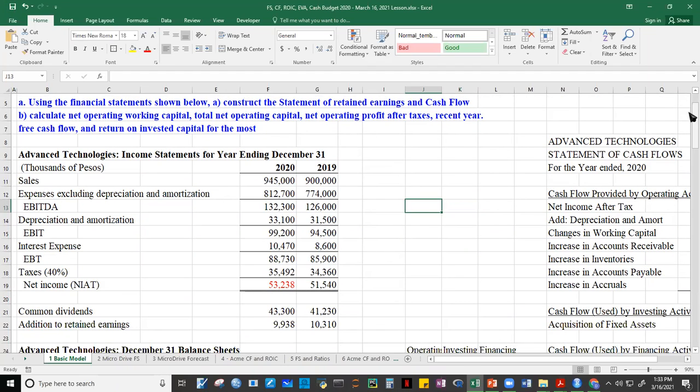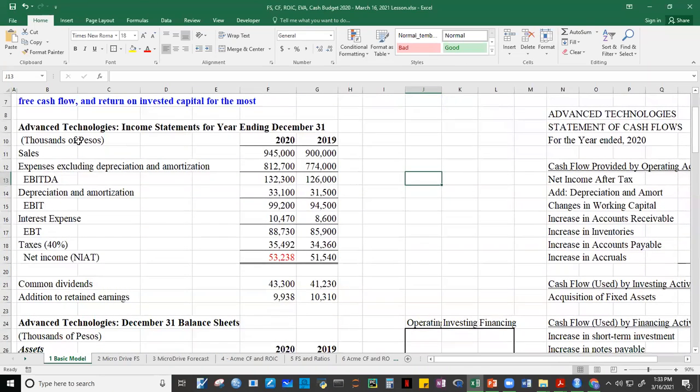Okay, so let's take a look at this, guys. So ibig sabihin nito, thousands of pesos, you'll have to add 3 zeros here. So the sales is not actually 945,000, but it's 945 million. Okay, so let's take a look at this. You have the sales for the period 2020. And then you have the expenses excluding depreciation and amortization.